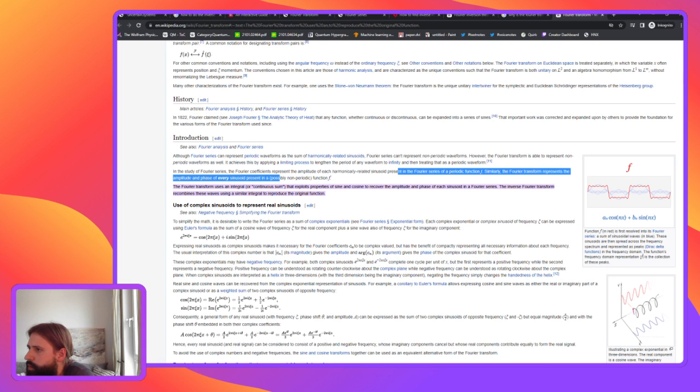represents the amplitude and the phase of every sinusoid. Oh, sorry, I got lost. Phase of every sinusoid present in a positively non-periodic function f.